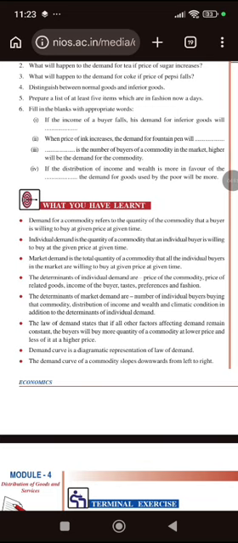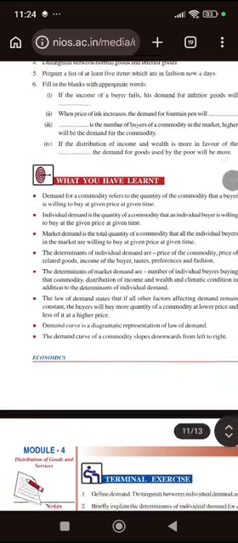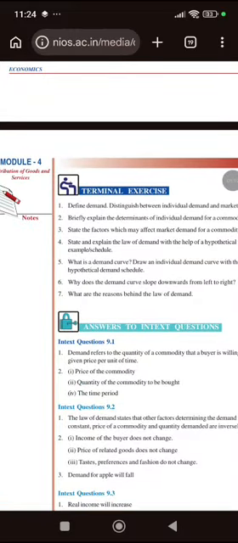Question 3, as the number of buyers of commodity in the market increases, higher will be the demand for the commodity. So the greater is the number of buyers of a commodity in the market, higher will be the demand for the commodity. Fourth, if the distribution of income and wealth is more in favor of the poor, the demand for goods used by the poor will be more. So the answer is the poor. So that is the end of chapter 9 on demand.